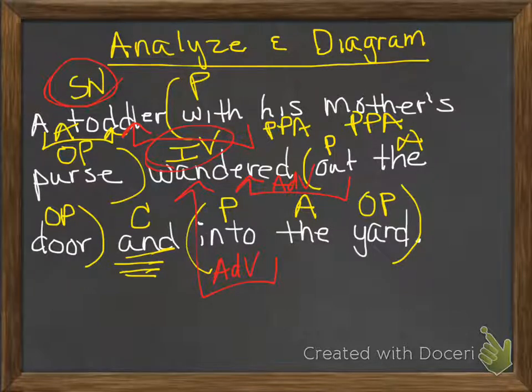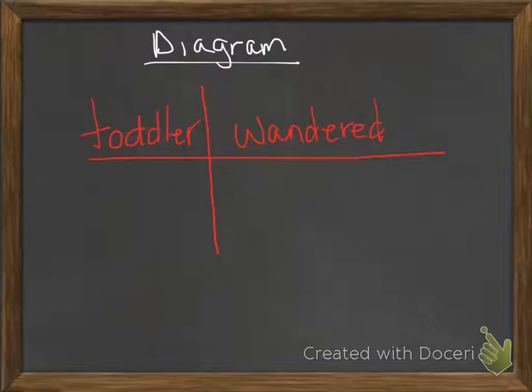Don't forget, we have our article adjective A. So we're going to come over here. Anything that modifies our subject goes underneath. We know we have the article A. We know we have an adjective phrase. And so we draw our little L. We put our preposition here with, our object here, purse.